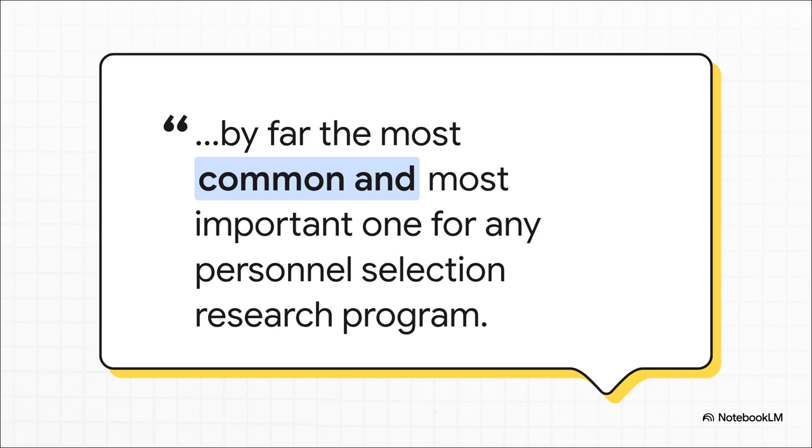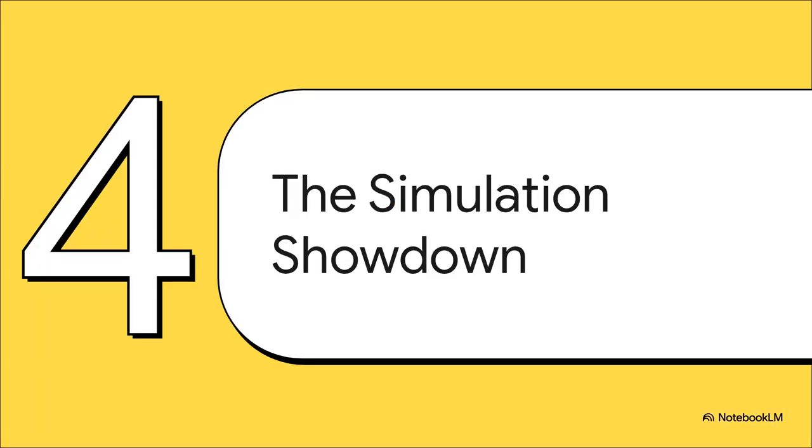He called it, by far, the most common and most important problem for this type of research. And yet, even though we've known about it for over half a century, its exact effect on that unexplained variance has been a total mystery. Well, until now. So how in the world do you catch a statistical ghost?